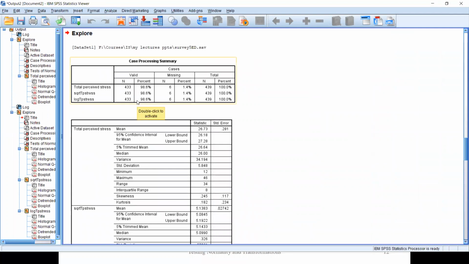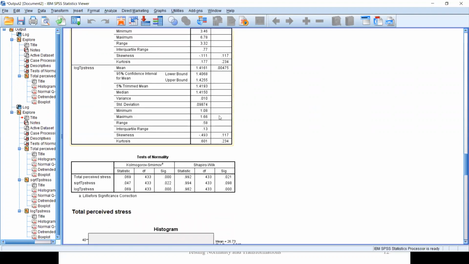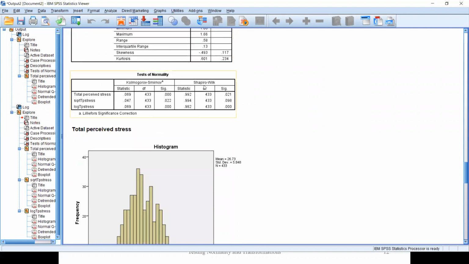Now you can see that three variables are analyzed in the table. One of them is the actual variable, perceived stress. Second is the square root of stress. Third is the logarithm of stress. The stress variable is considered in three different versions. The mean and the standard deviation are given, but I'm not interested in these. I'm interested in the normal probability tests, which are known as the Kolmogorov-Smirnov test. These tests will be shown in the PPT.